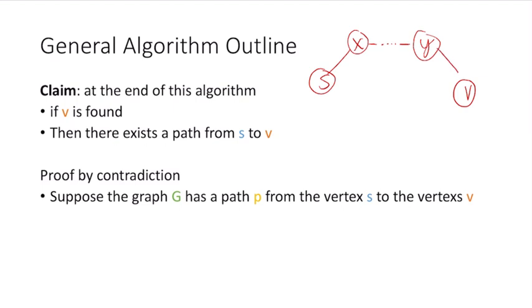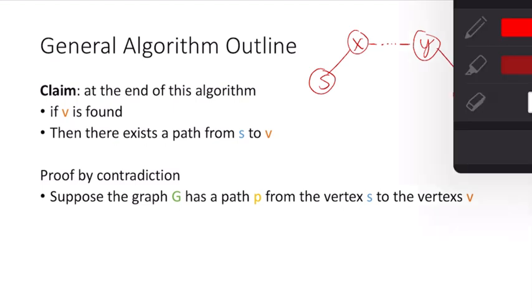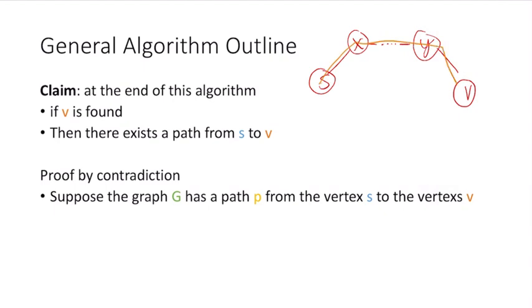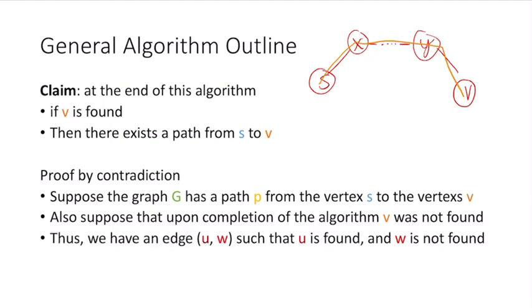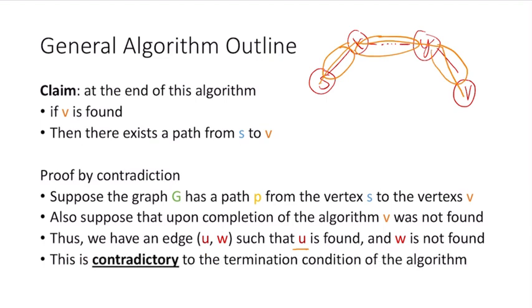So that's the path P. The entire thing we'll call the path. So let me put that in orange. Now let's suppose that upon the completion of this algorithm, V was not found. So V being not found means that our connectivity algorithm didn't find it, which means the two vertices are not connected. Well, that means that one of these edges, somewhere along the path, has to have an edge going from U to W, where U is found and W is not found. And this is a contradiction to the termination of our algorithm.